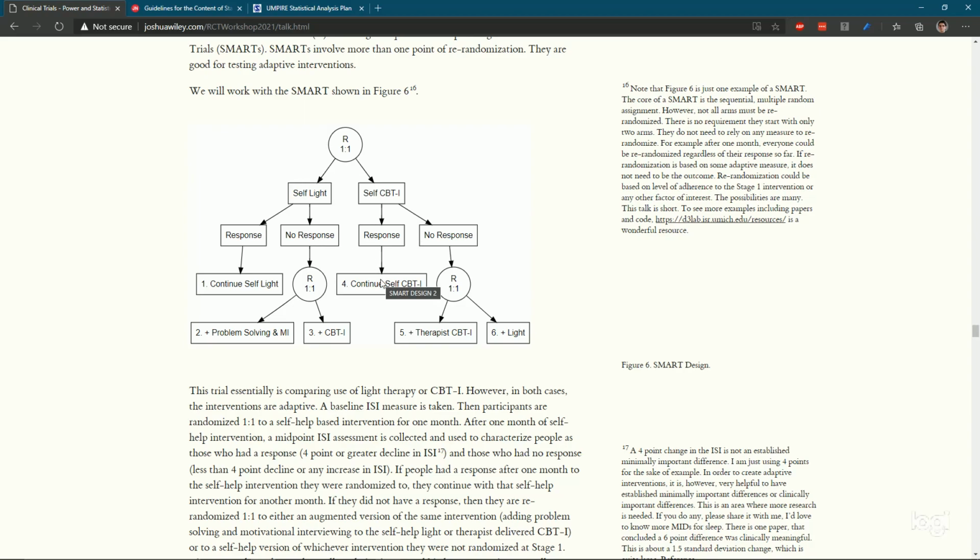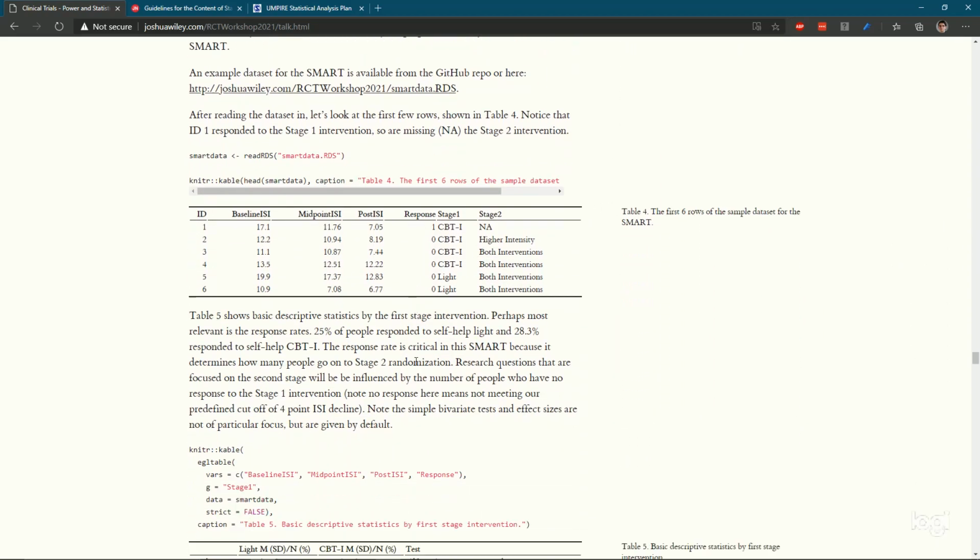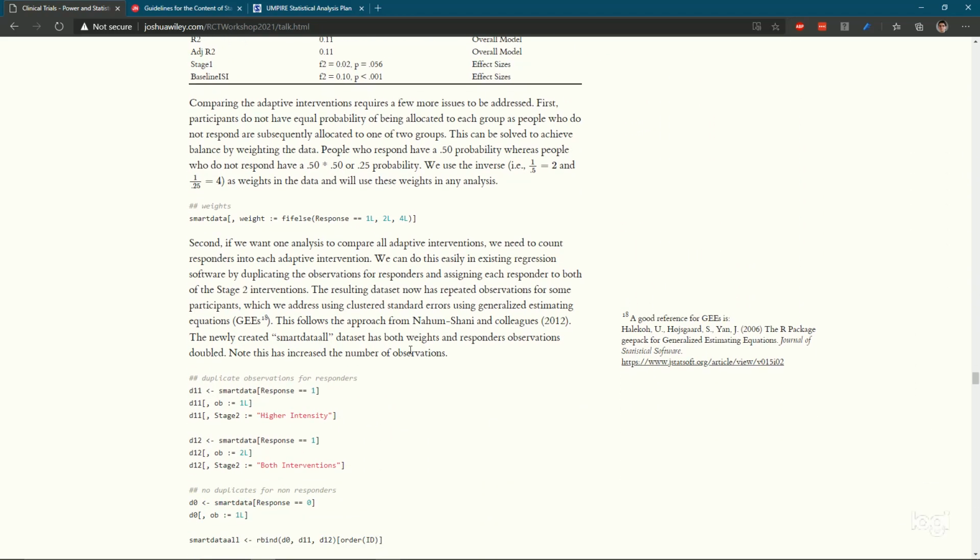So to evaluate each program as a whole, we need to include responders in each of it, but we only have one set of responders. That turns out to be pretty easy. We just duplicate the observations for responders and assign each responder to both of the stage 2 interventions. The resulting data set now has repeated observations for some participants. That violates independence assumptions of normal linear regression, but we can address that using clustered standard errors from generalized estimating equations, or GEEs. And this is the approach recommended in that 2012 paper.